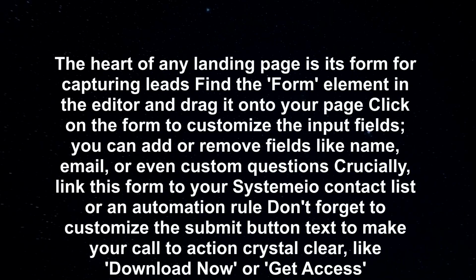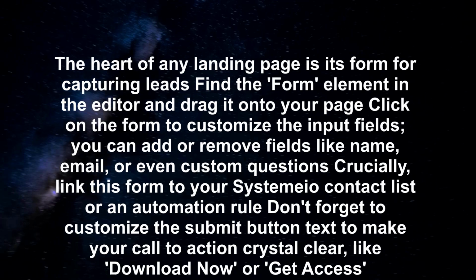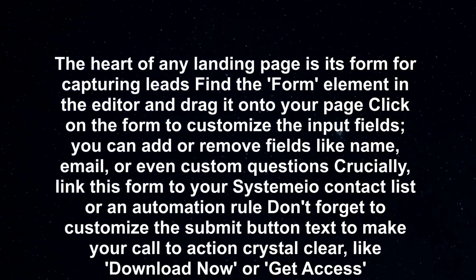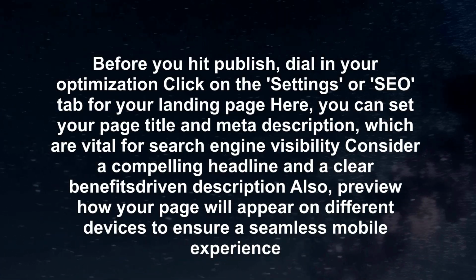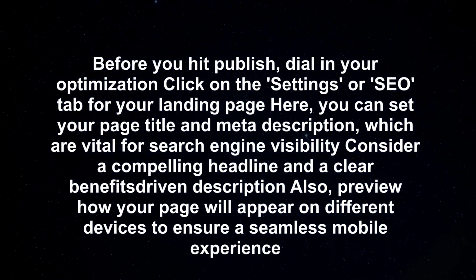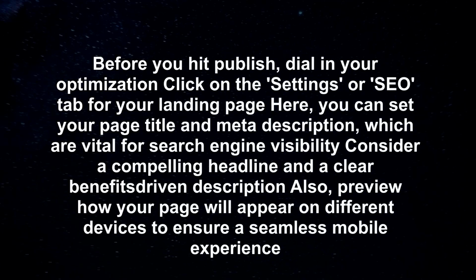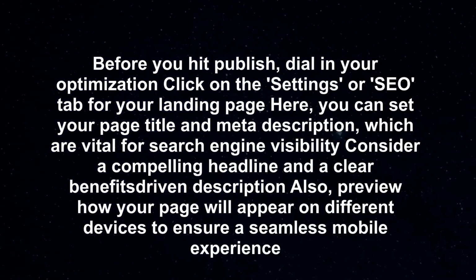Don't forget to customize the submit button text to make your call to action crystal clear, like download now or get access. Before you hit publish, dial in your optimization. Click on the settings or SEO tab for your landing page. Here, you can set your page title and meta description, which are vital for search engine visibility. Consider a compelling headline and a clear benefits-driven description.